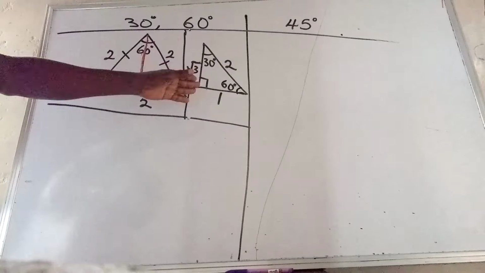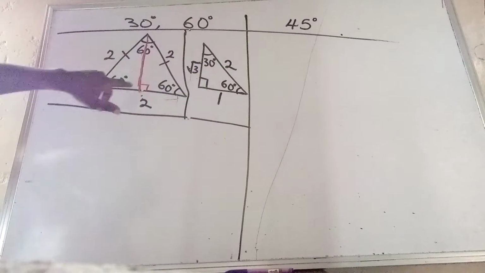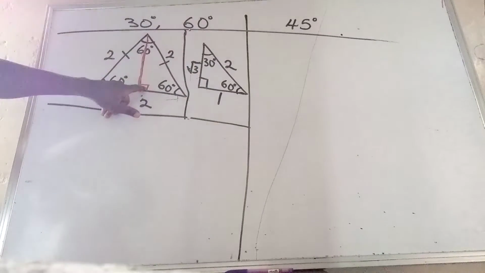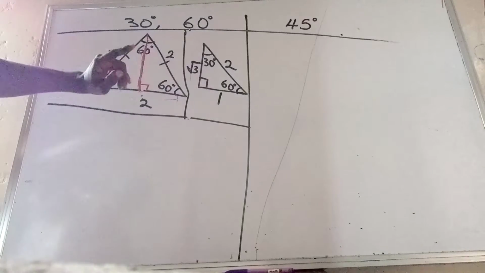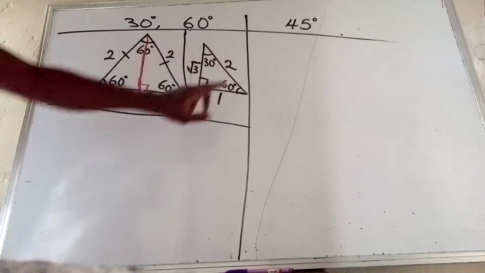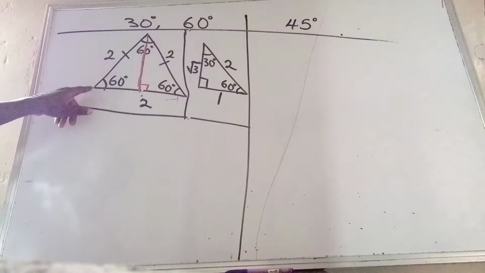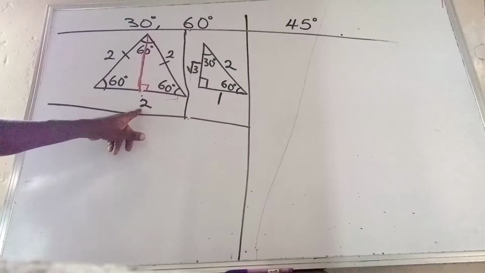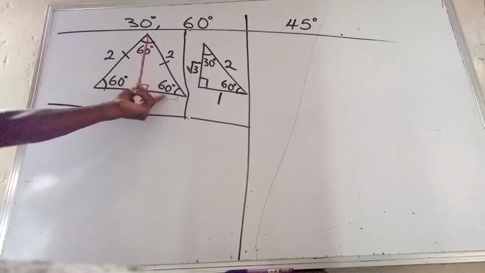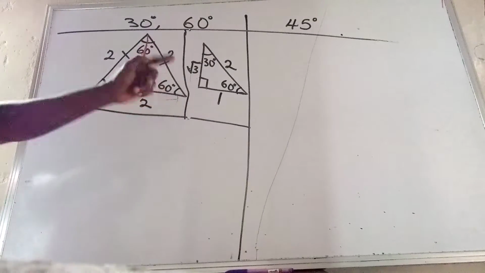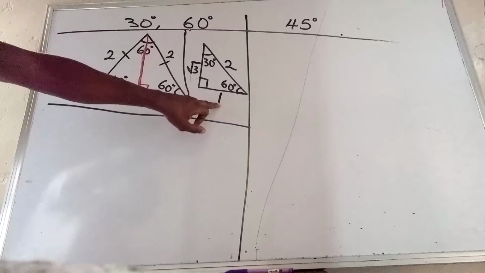Obviously, it's going to be a right angle triangle because the angle here is a right angle. Alright. If here is 2, that means here will be 1, because from here to here, which is 2 units, has been divided into what? 2. 1, 1. That's why I have 1 here now.